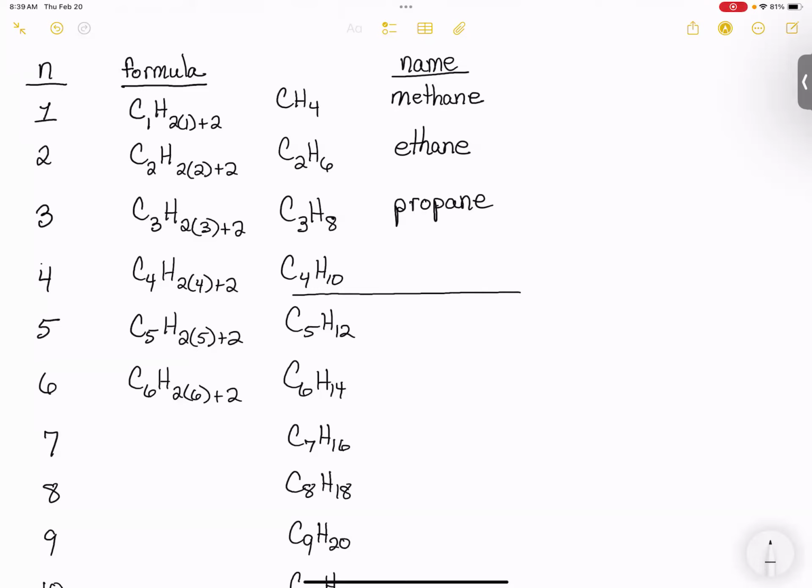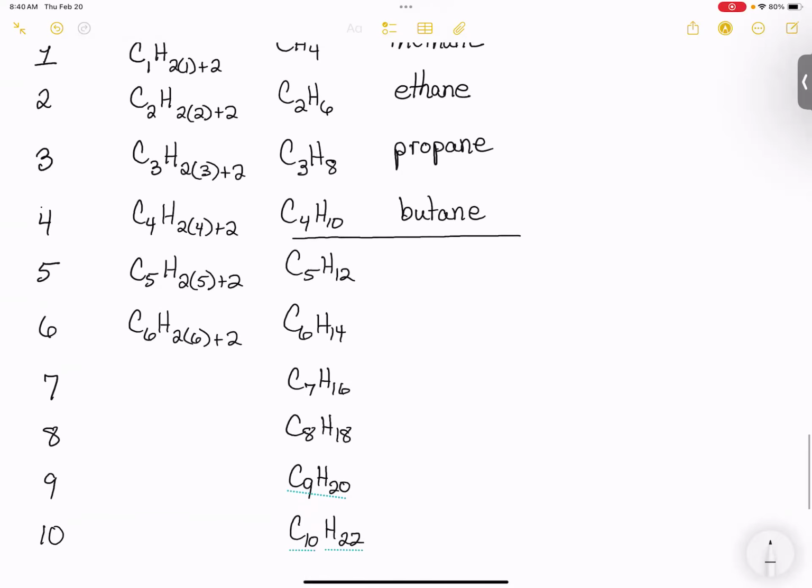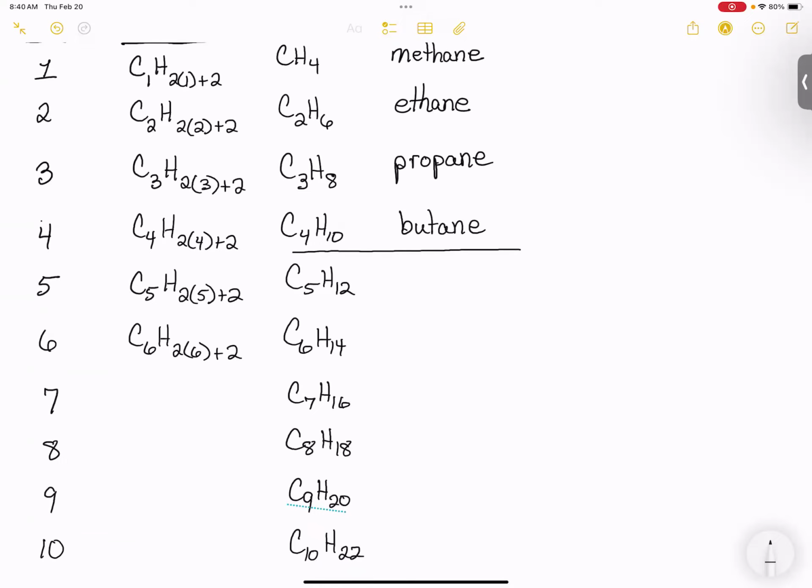C4H10 is used in lighters. It is the gas butane. So you're stuck memorizing methane, ethane, propane, and butane. Now, once you get to C5, it gets a little easier because we use a prefix system. If I asked you what a five-sided object would be called, what would you say? A five-sided shape. It's a pentagon. Well, this is called pentane, essentially from pentagon, but we put the ending ane because ane says it's an alkane.